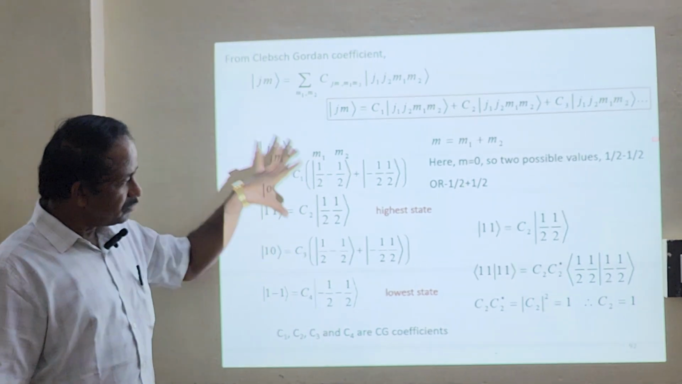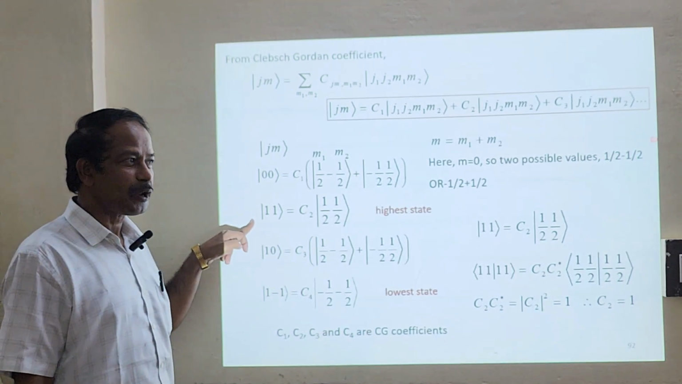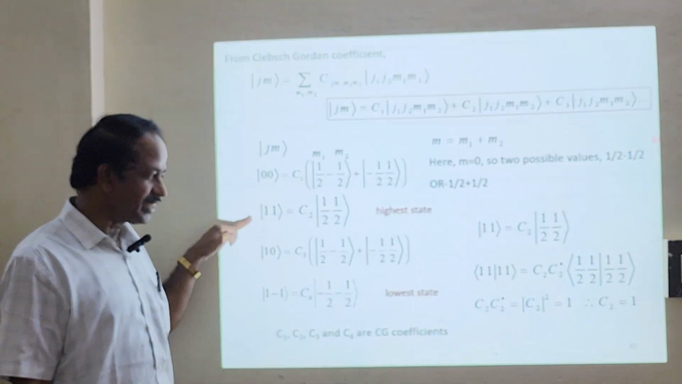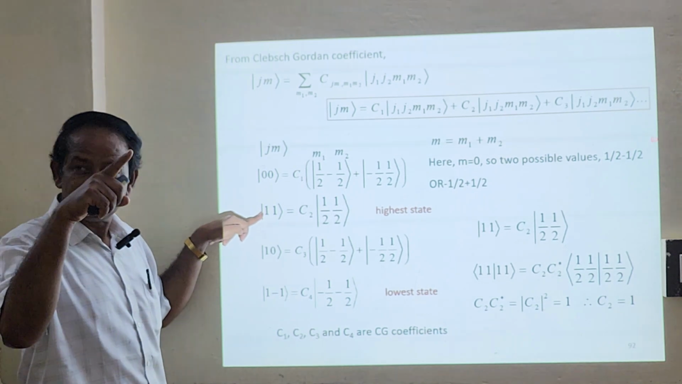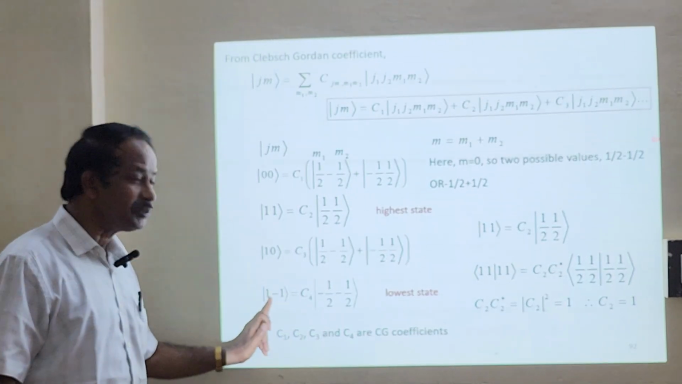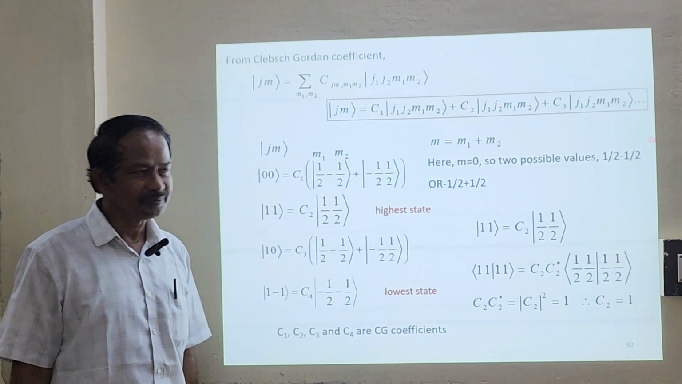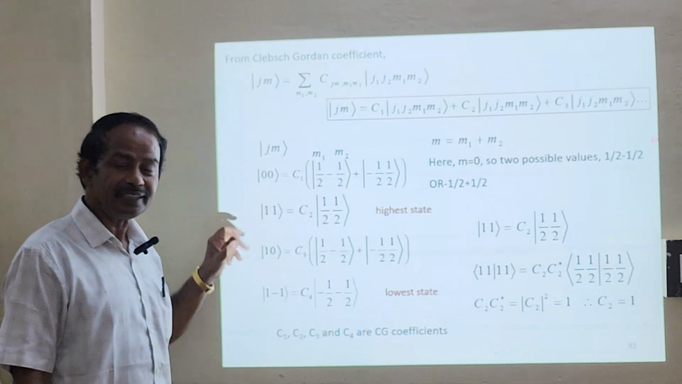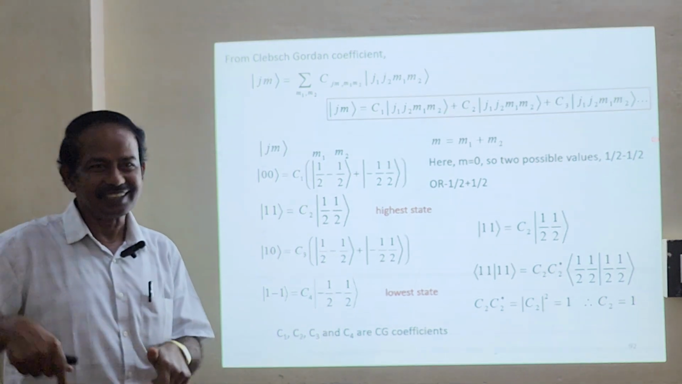Now, out of these, immediately we can find the highest state. Taking the bra on both sides, the answer will be 1. Immediately we can say this is the highest one, so this will be 1, 1, the highest state. And this will be 1, minus 1. Again the answer will be 1 but it is the lowest state. So this will be your lowest state and this will be your highest state. Second idea is, from the highest state, use the lowering operator to come to the next state.